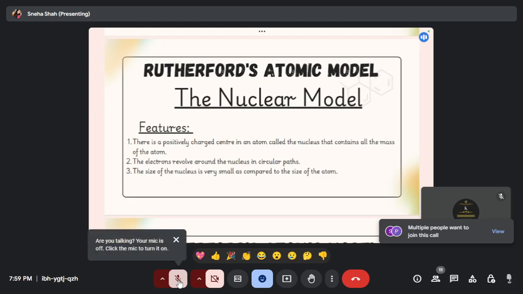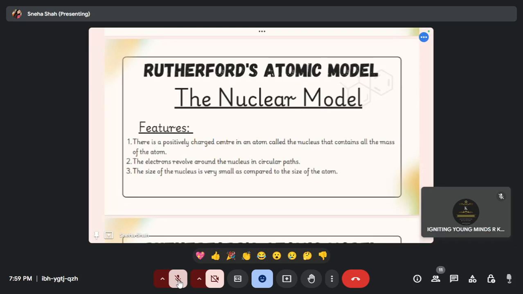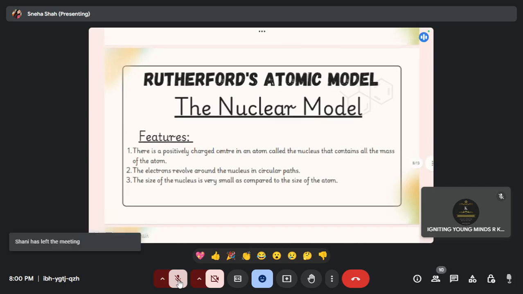The electrons revolve around the nucleus in circular paths. This was also given by him, since obviously they know that the atoms are spherical in shape. So he said that the electrons must be revolving around the nucleus under the effect of the force of attraction between negative and positive charges. And again, when he said that only 1 out of 12,000 particles came back, he realized that the nucleus is extremely small. The part where most of the mass is centered is extremely small as compared to the entire atom. Correct?